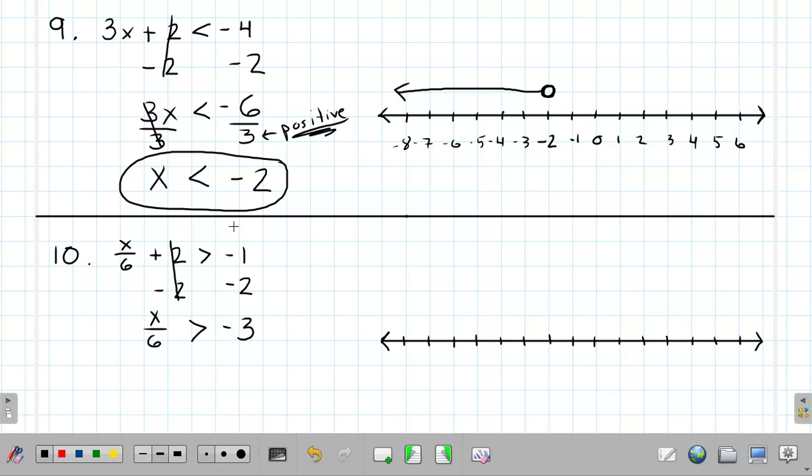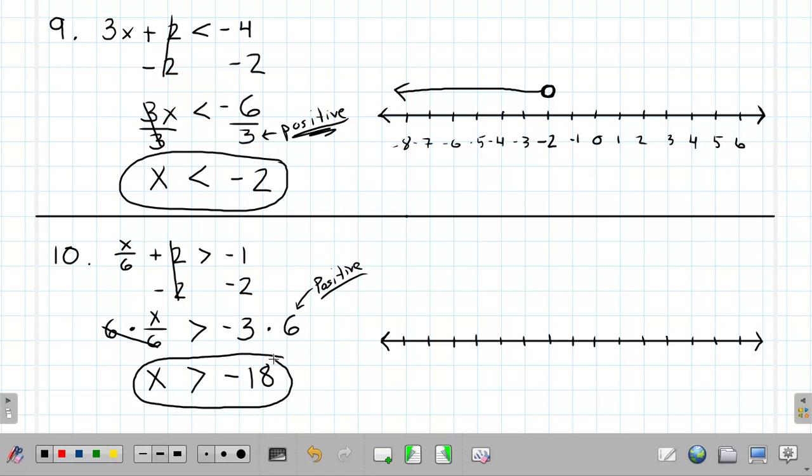Okay, once again, this is subtraction by 2. So what's the next step? Well, we're dividing by 6, so we need to multiply both sides by 6. The whole point here is those go away, essentially giving us 1x. We multiplied by a positive, so that means we're going to stay as greater than. Negative times a positive is a negative. 3 times 6, 18. So the answer here is x is greater than negative 18.